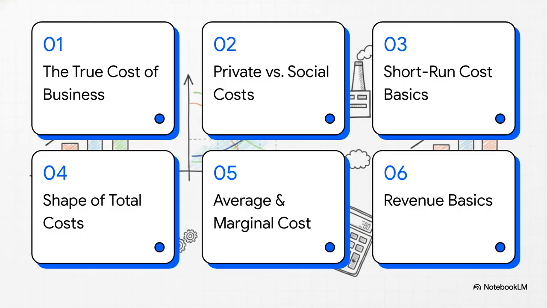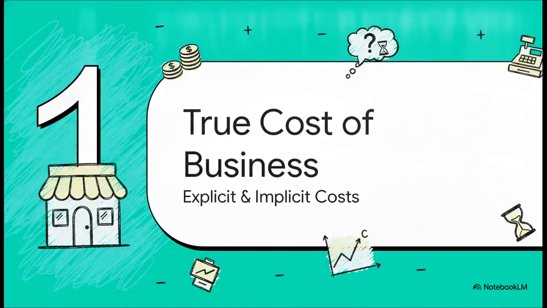We'll hit the true cost of business, private versus social costs, short-run cost basics, the shape of total costs, average and marginal costs, and wrap up with revenue basics. Let's get to it. Part 1. The true cost of business.